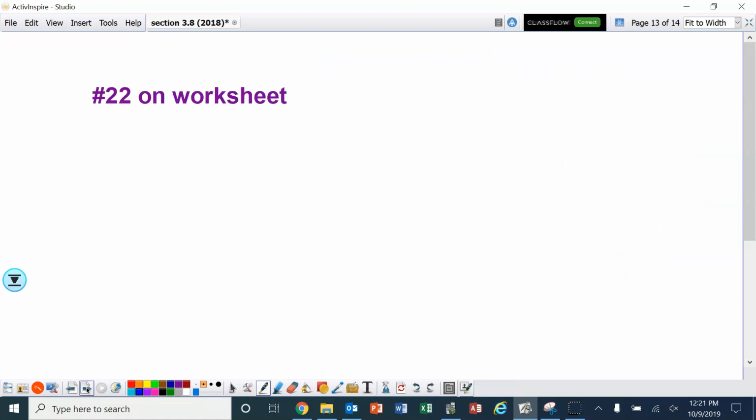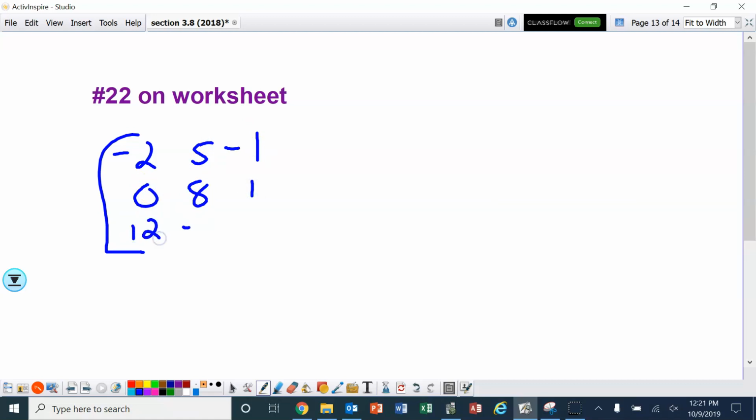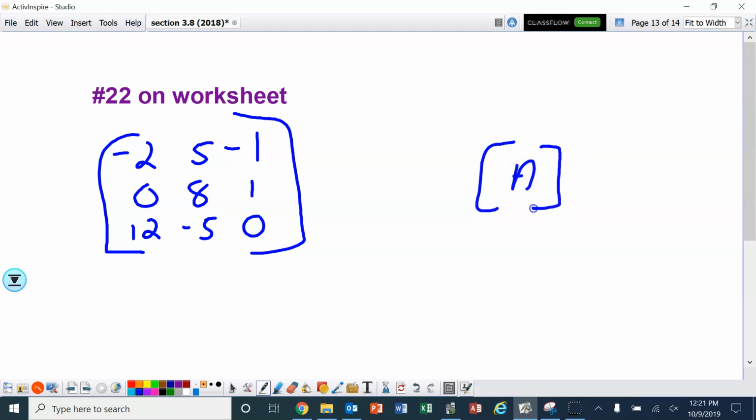Now, grab your worksheet. If you don't have it, pause, go get the worksheet. Let's look at number 22 on the worksheet. Okay, so number 22 on the worksheet, you're going to type this into the matrix. And the reason I want to talk about this one is because I want to show you something, because it's going to end up a bunch of decimals. So we're going to want to do the inverse of this. And then I'm going to show you how to take care of it so we don't have decimals.